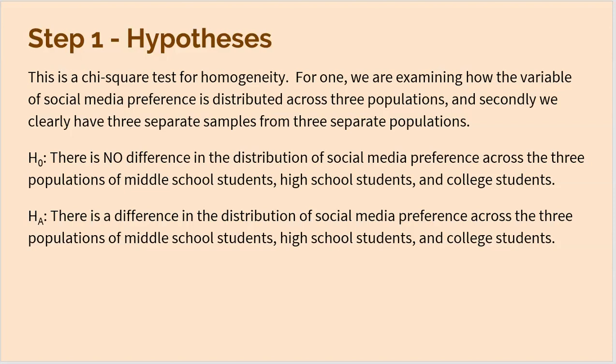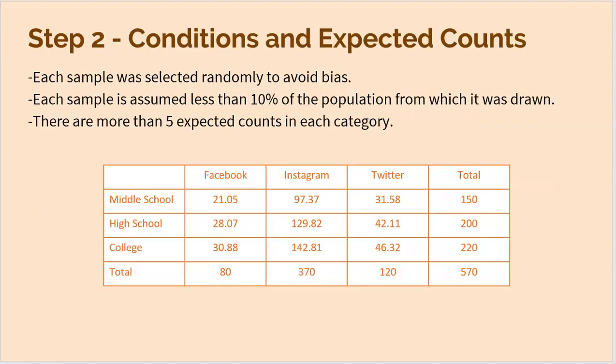And we've seen this before. We saw this exact same stuff in the last topic video as well. The conditions are very simple, same conditions we've been working with. Samples got to be random to avoid bias. Sample has to be under 10% of the population. Each of the samples, remember there's actually 3 samples here, middle schoolers, high schoolers, college students, and that every expected count was 5 or more.